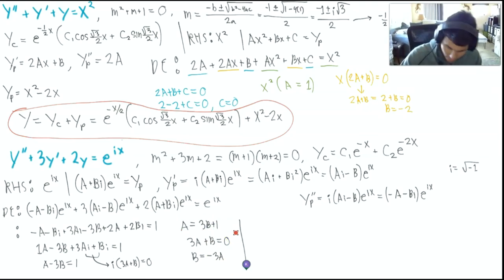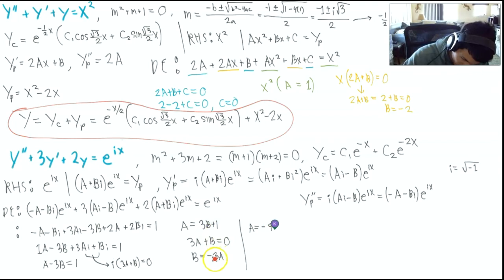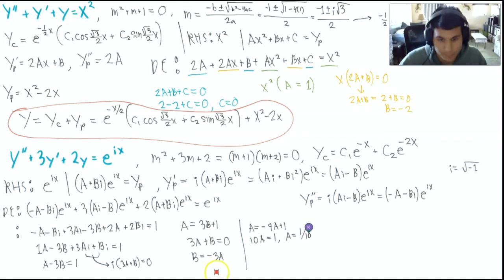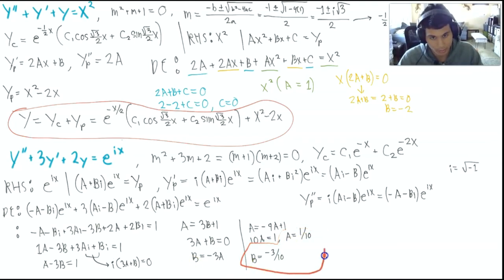So a is equal to, let's put negative 3a right into here. It should be negative 9a plus 1, which is 10a is equal to 1. Thus a is equal to 1/10. And b, what was b? b is equal to negative 3a, so it'd be negative 3 over 10. That's a and b. Perfect, so we found a and b.